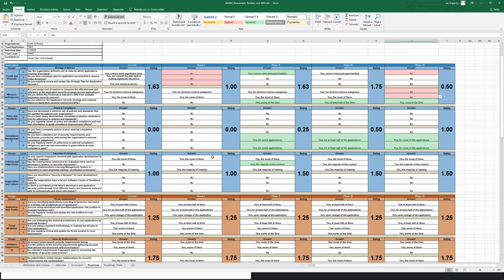And in the roadmap here, these are the questions which you should ask as you really start with the OpenSAM implementation. Here you can see that again it's divided into the same categories. So education and guidance: here is phase 1, phase 2, phase 3, and even phase 4. And again, you can just answer yes, some of them. Okay, yes, the majority. And here you can see how the score changes.